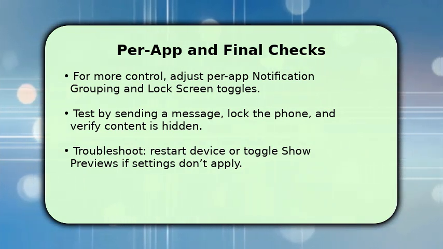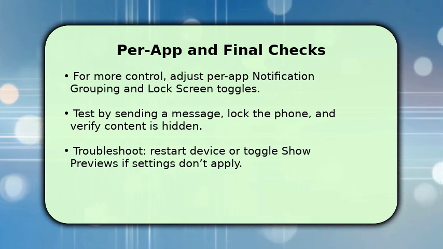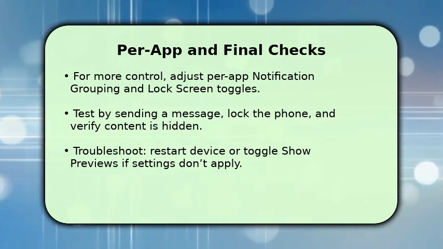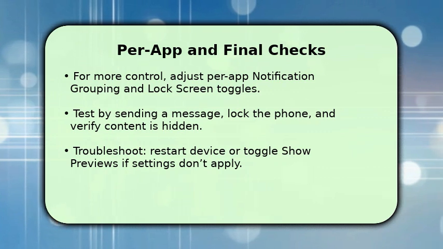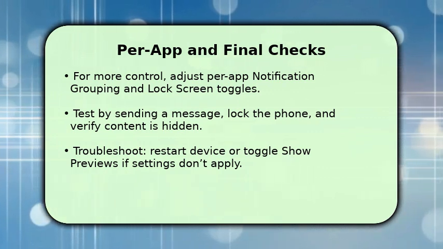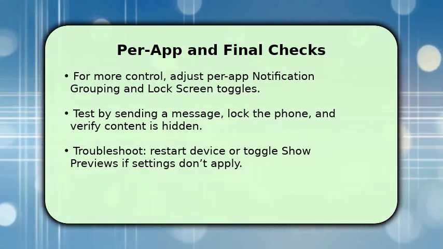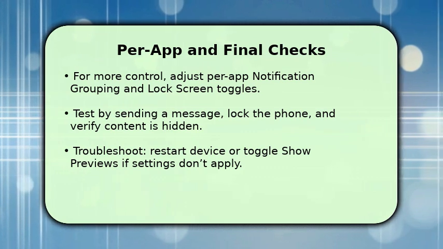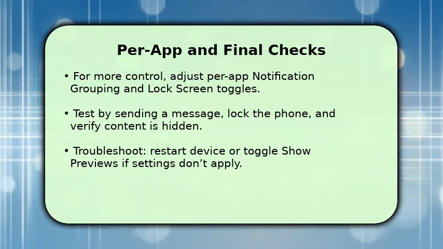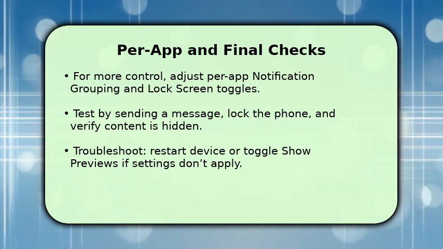Once done, send yourself a test message, lock the phone, and confirm the notification shows only the app name or new message without content. If it still shows previews, restart the iPhone and revisit Show Previews. Toggling to Never and back to When Unlocked often forces the system to apply changes. That usually resolves lingering issues.